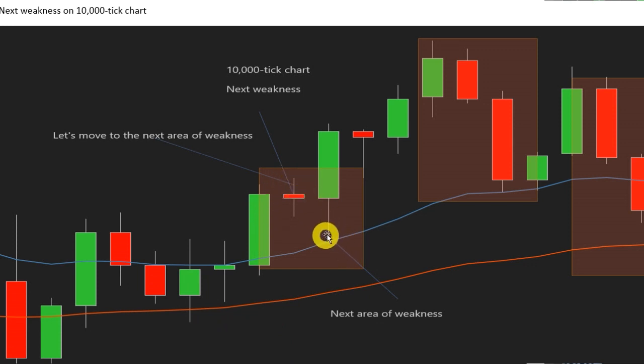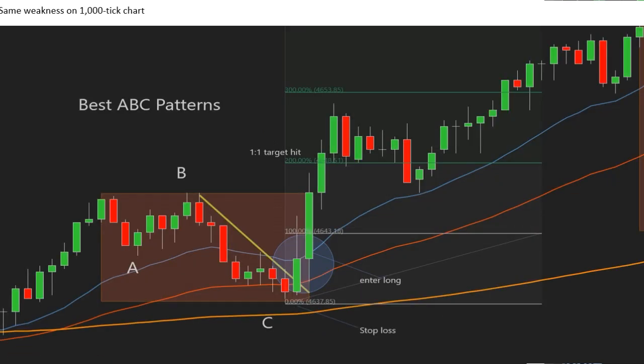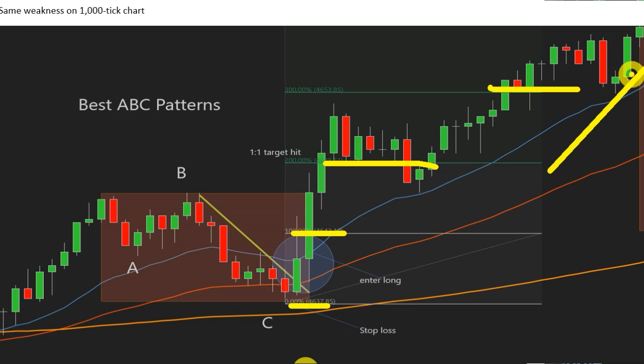Then we get a little pullback right here, and we're looking down on the 1,000 tick chart. This is the 10,000. Let's go look at the 1,000. This is the perfect ABC pattern. This is really great. You got your A, B, C, trend line, break above the moving averages, green candles, right? We enter long. When it starts to go back up, you got a break and a retest. When it starts to go back up, we get long. Break, retest. Get long when it goes back up. We get long up here somewhere. Stop loss is here. First target, second target, and it goes on for some more targets if we're able to hold it through all that.